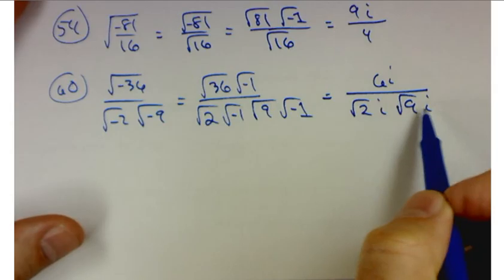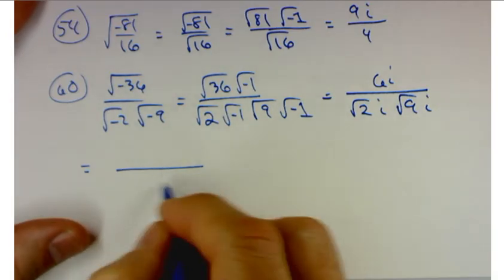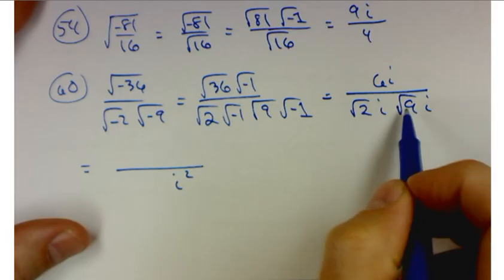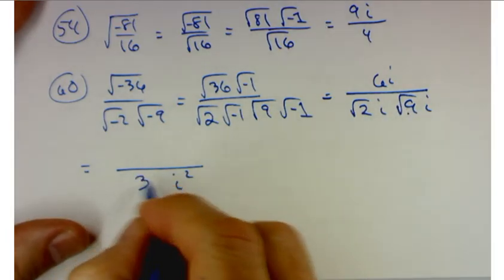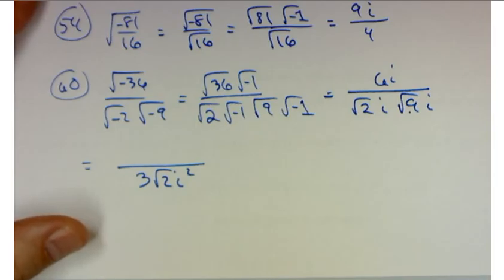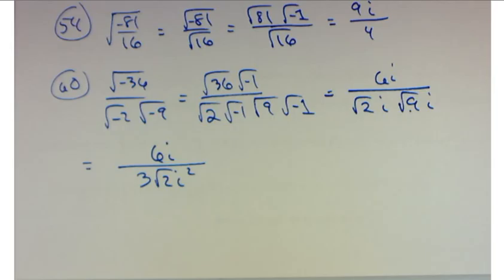Now, i times i in the denominator is going to give me an i squared. So I'll have an i squared here. Square root of 9 is 3. So I have 3 times the square root of 2 times i squared. And the numerator is still just 6i. There's a little bit more that I can do here to simplify problem number 60. What can I do?